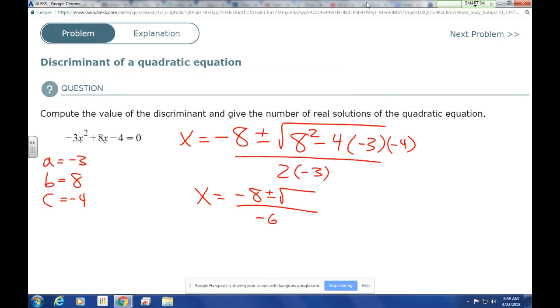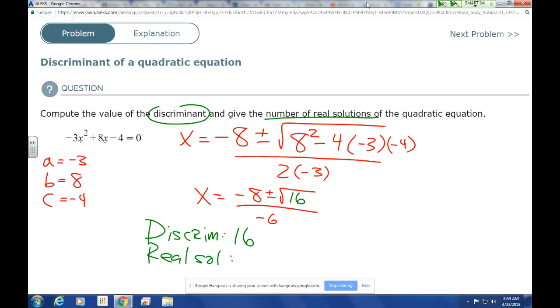So we get 16. Now we did all this work for that answer, and you might ask the question, well, can't I just focus on the discriminant and not write all the rest of the stuff? Yeah, but I just wanted to show you where it comes from. So the question asks, what is the discriminant? The first blank is going to be 16. And then it's going to ask how many real solutions, the number of real solutions you get, and we're going to give an answer there.